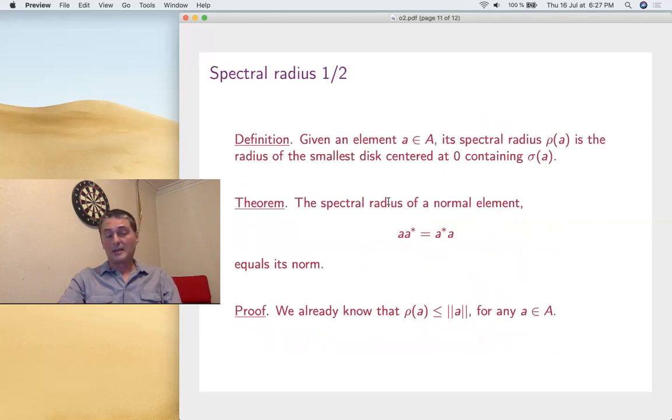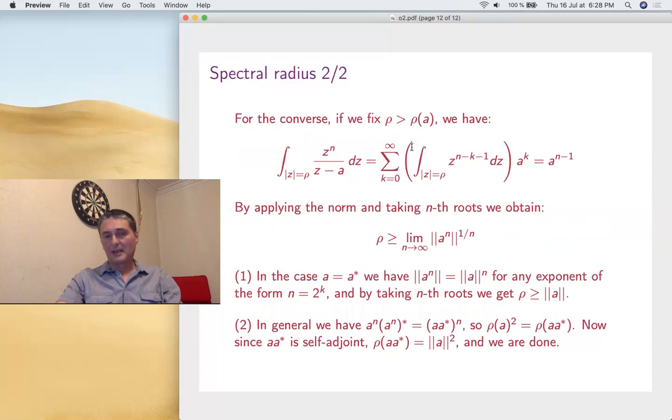Now, one more thing, this is going to be more difficult. We already know that the spectral radius, meaning the radius of the smallest disk containing the spectrum, is at most the norm. That's something that we already did. Now we'll prove that for normal elements it is exactly the norm. That's very important. So in order to do it, we fix a rho greater than the spectral radius, and then you can apply this integration formula here, quotient, you get something like this. You apply the norm, so you get exactly what you want, but the limit here would like to have norm of A here, and we're done.